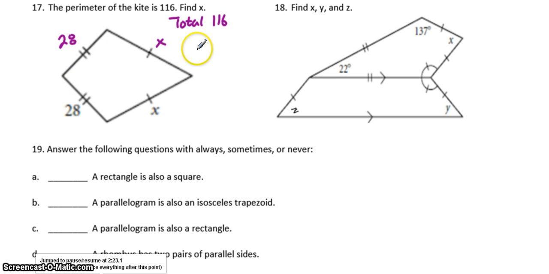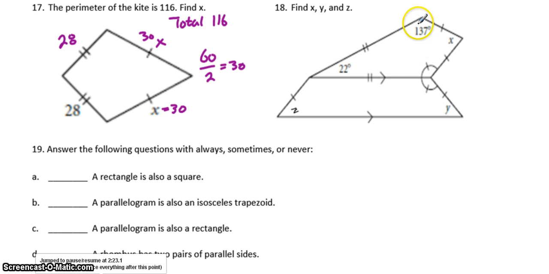We can take the total perimeter of 116 and subtract off the 28 from this side and the 28 from this side. Doing that, 116 minus 28 gives us just 60, not degrees, I'm sorry, just 60 to split between these two sides. Could be centimeters, meters, we're not sure. But 60 split into these two sides, dividing that by 2 gives us just 30 for each of these sides. So x will be 30. For 18, find x, y, and z. Now we're back to dealing with angles, and what looks like we have a kite and an isosceles trapezoid here. How can we do this?